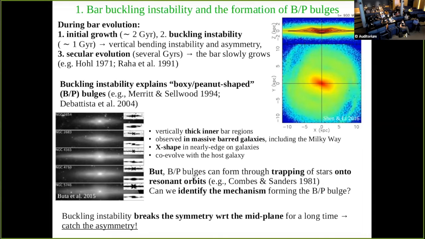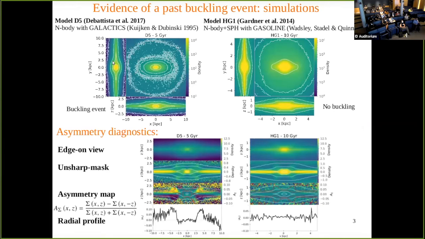for BP bulges. Since the buckling instability is short-lived, it is very difficult to catch in the act. But it breaks the symmetry in the density distribution of the particles, or of the stars, with respect to the midplane. And this midplane asymmetry lasts for a long time. So it is possible to catch this asymmetry. So we developed a diagnostic to identify it and try to apply our diagnostic to real galaxies. To do that, we adopt two different models. Here you can see the three projections, face-on, edge-on, and side-on, of the models.